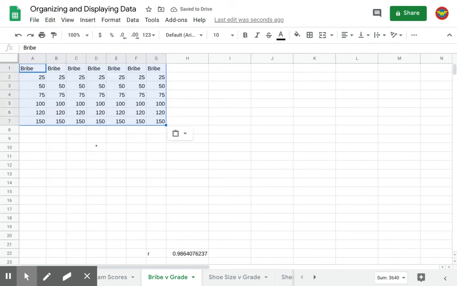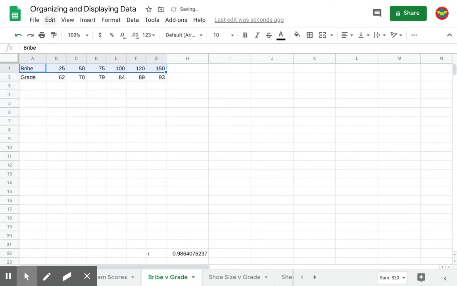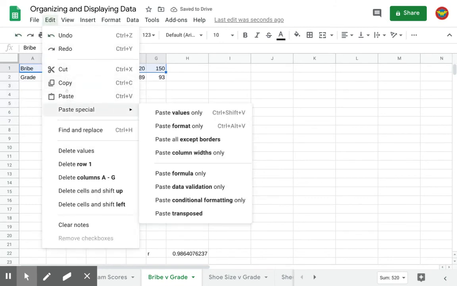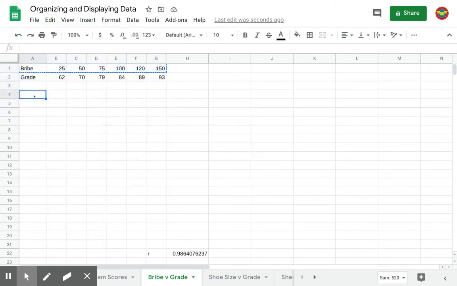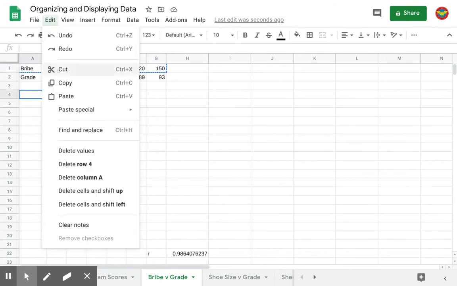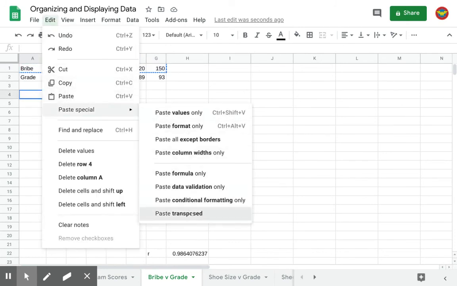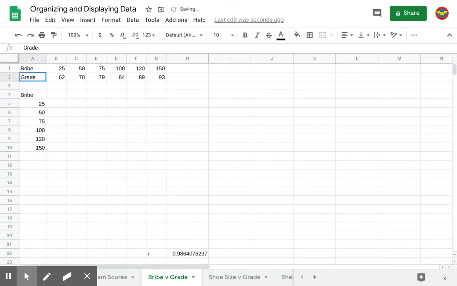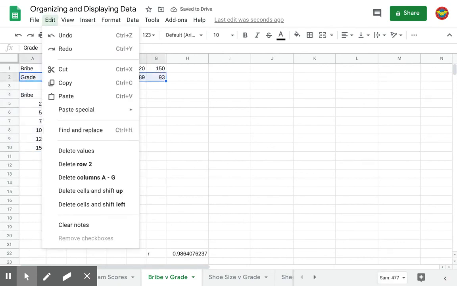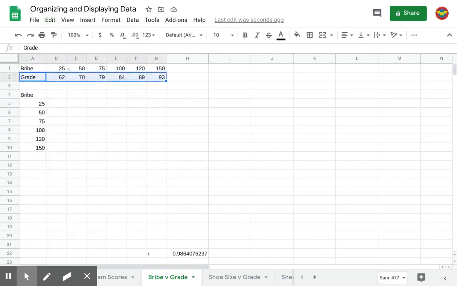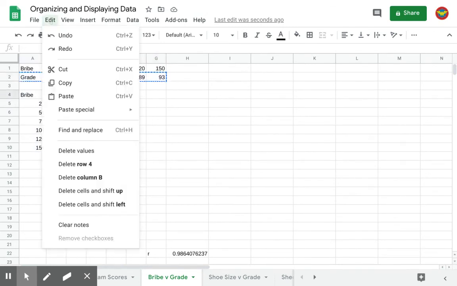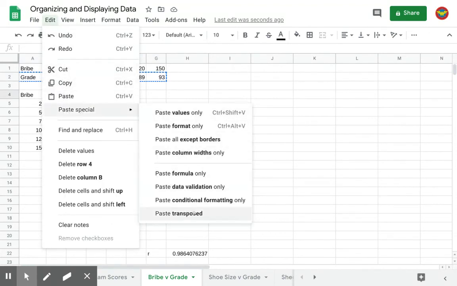Oh, it did. Let me undo. Let's do edit, cut, grab an empty square, edit, paste special, paste transpose. Okay, better. Do this next one. Edit, I don't know what I did wrong. Edit, cut, grab the next blank cell so we get 2 rows, edit, paste special, paste transposed.